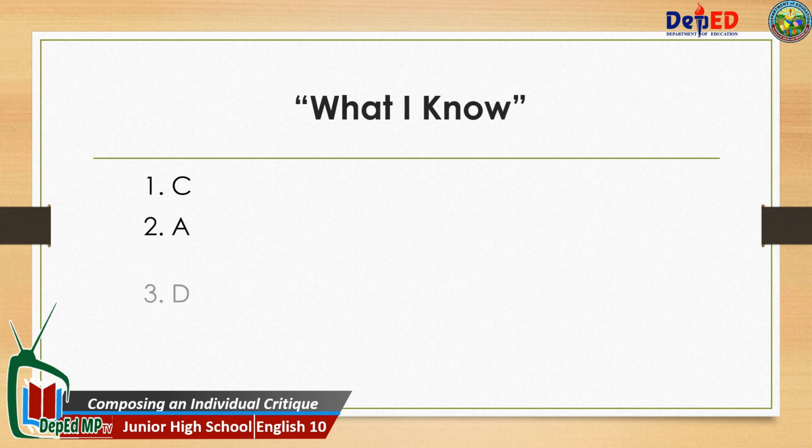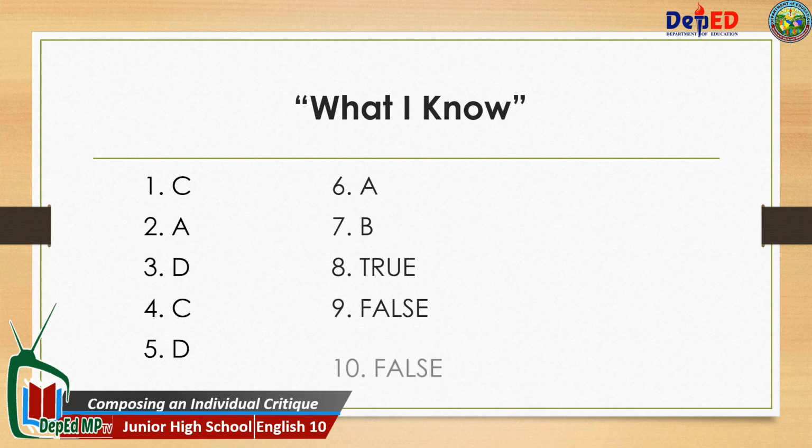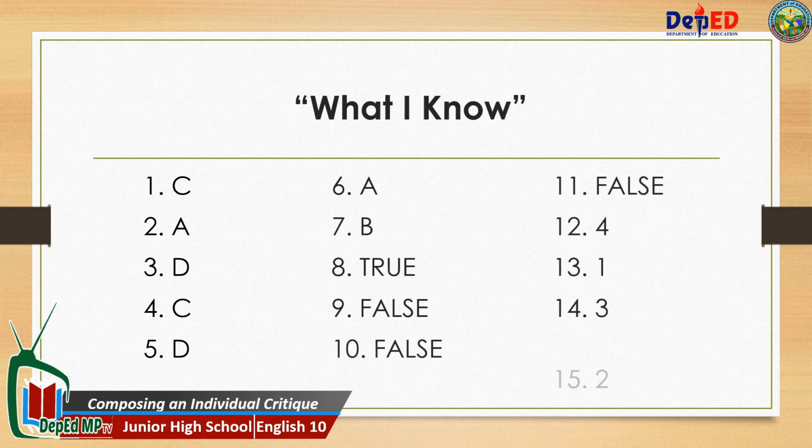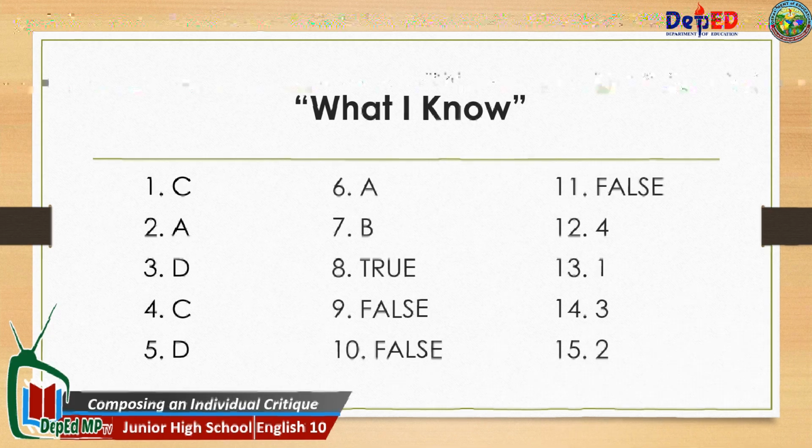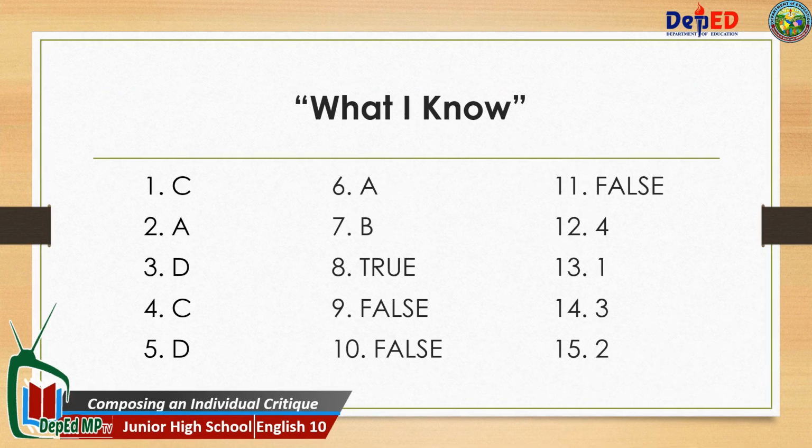Number 1, C. Number 2, A. Number 3, D. Number 4, C. Number 5, D. Number 6, A. Number 7, B. Number 8, true. Number 9, false. Number 10, false. Number 11, false. Number 12, 4. Number 13, 1. Number 14, 3. And number 15, 2. Write your score.